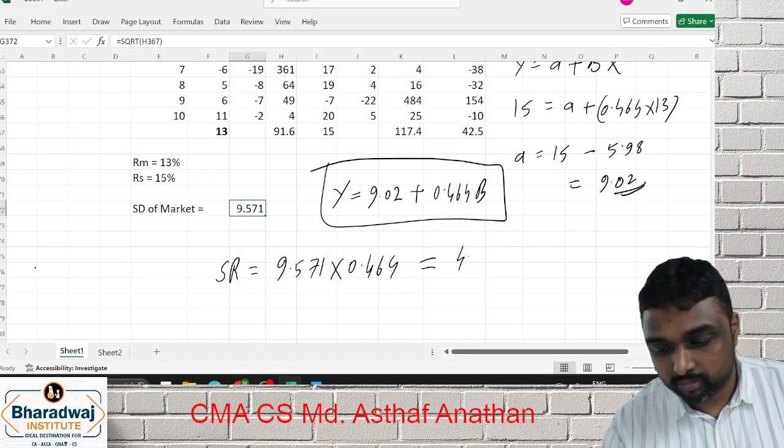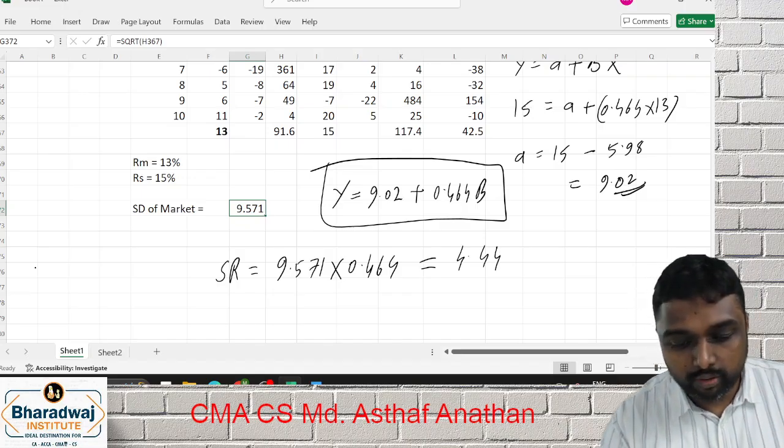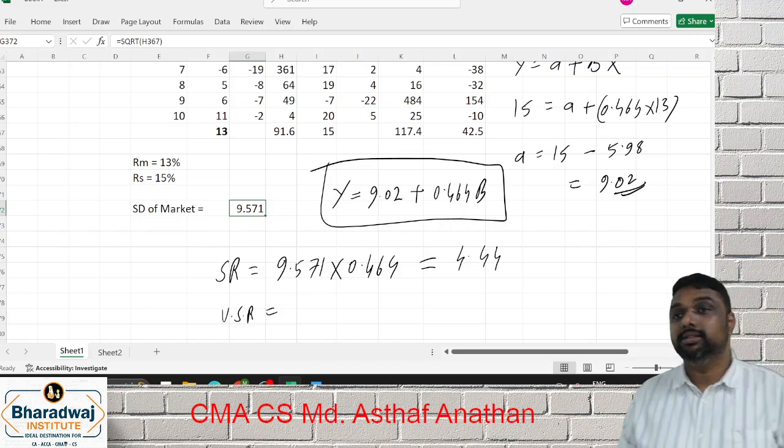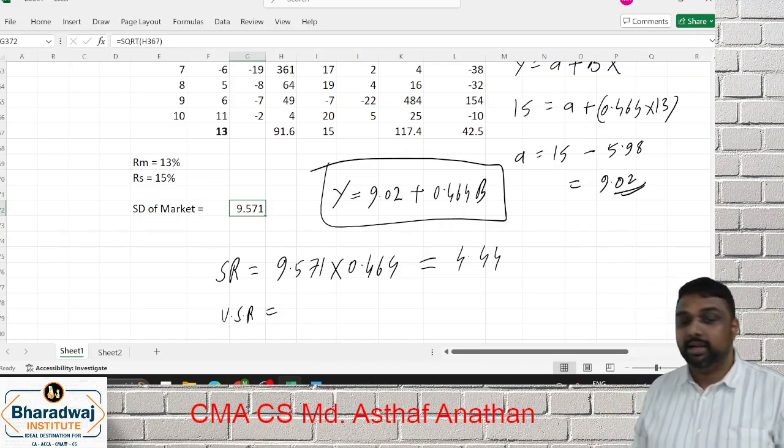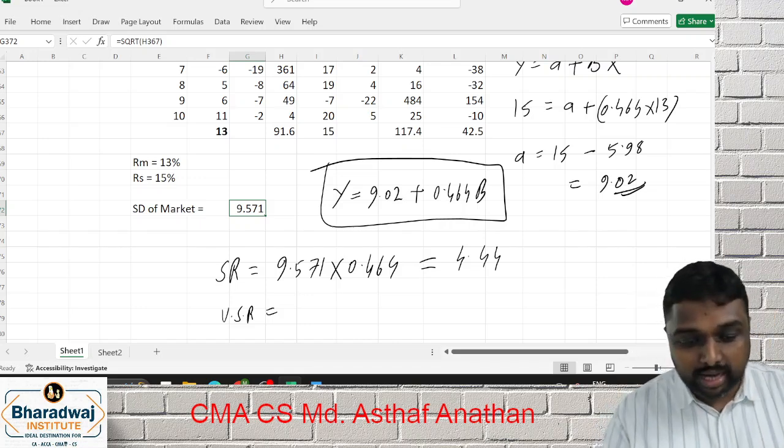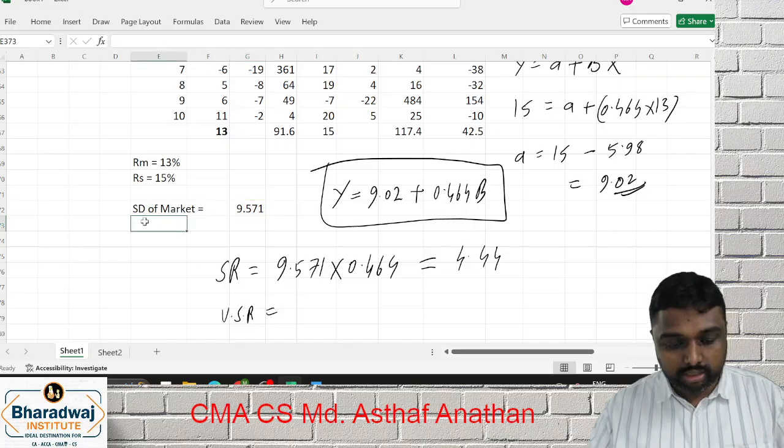4.44. Now we will go for unsystematic risk. What is unsystematic risk? Reverse way. What is the standard deviation? So standard deviation of stock.